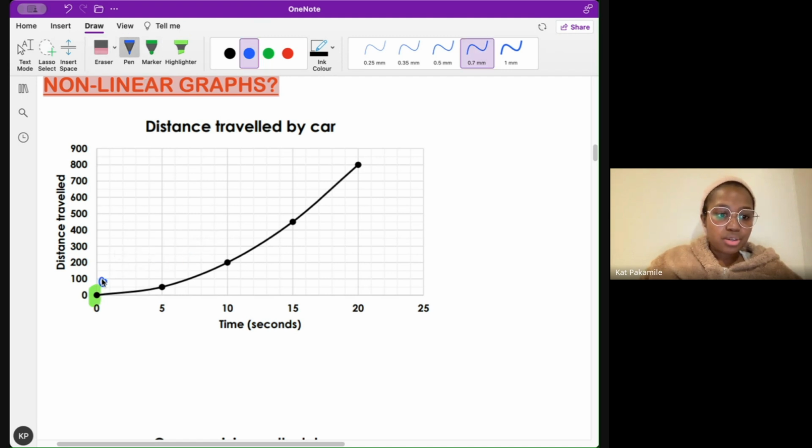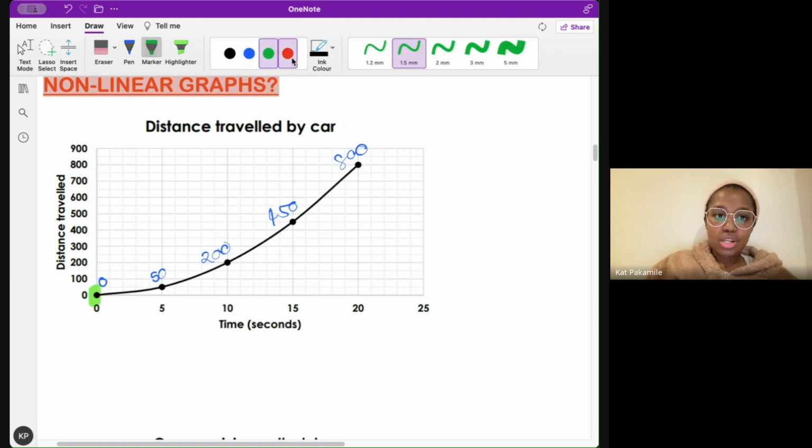So the first one is 0. Here is about 50. At 10, we have 200. At 15, we have 450. And at 20, we have 800. Okay, so what is the rule about linear graphs? They need to have a constant difference.